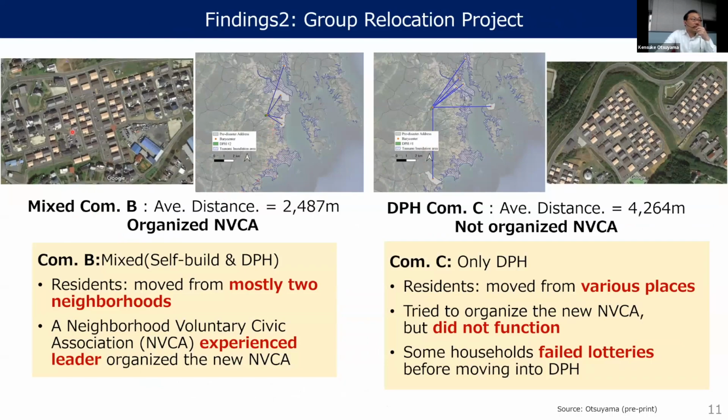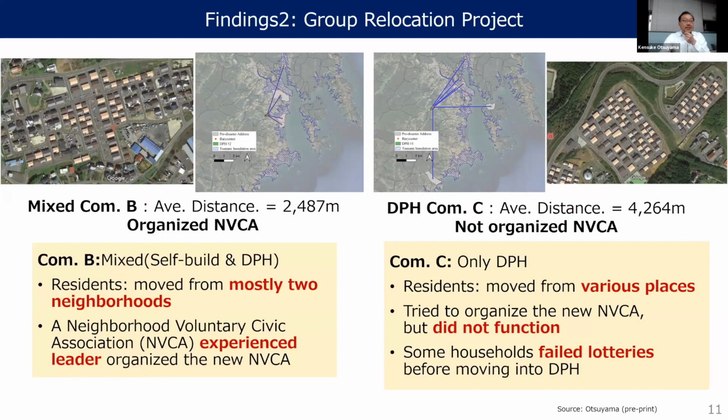The first one is a mixed neighborhood. As you can see, the orange roofs are disaster public housing, but these houses were self-built relocation. So this neighborhood has mixed disaster public housing and self-built houses. Most of the residents relocated mainly from this neighborhood, so the characteristics of the neighborhood were quite similar between pre-disaster and post-disaster. In this neighborhood, there was a voluntary civic association, which means a neighborhood association. They could organize successfully because of an experienced leader in this neighborhood.